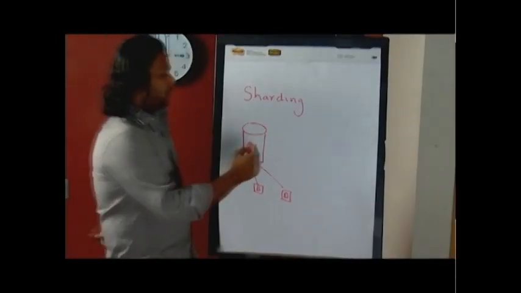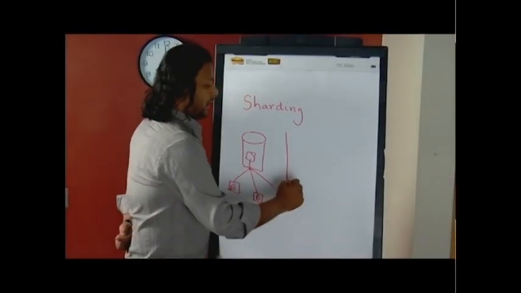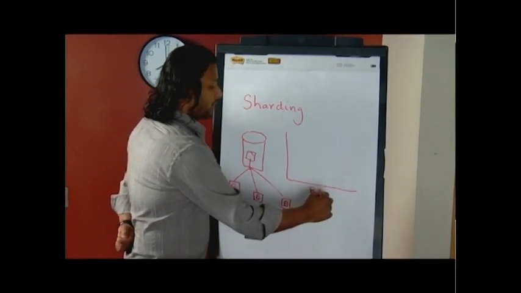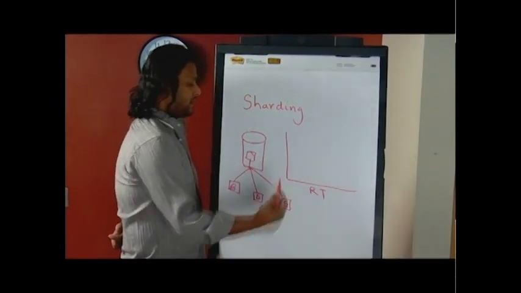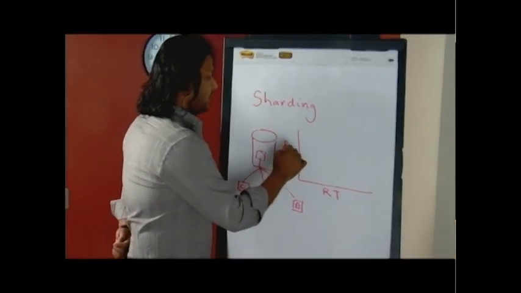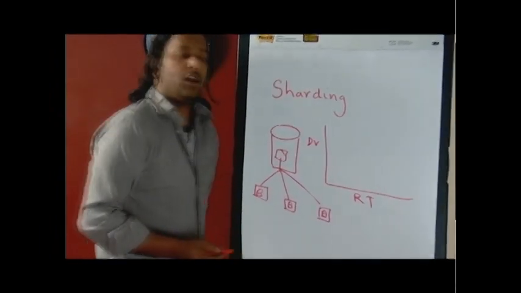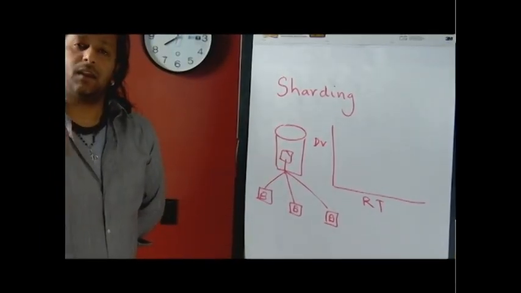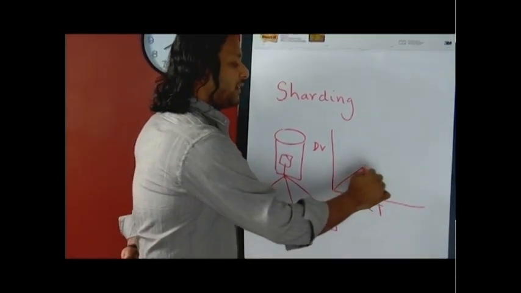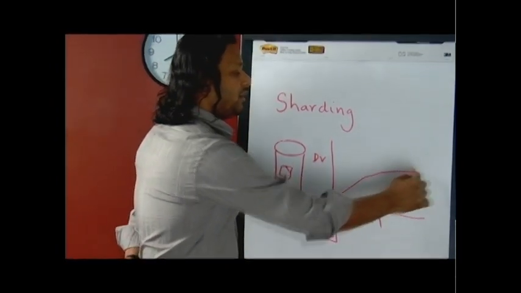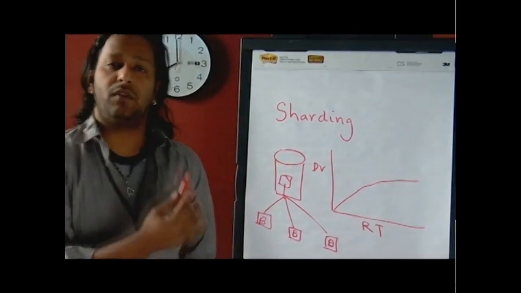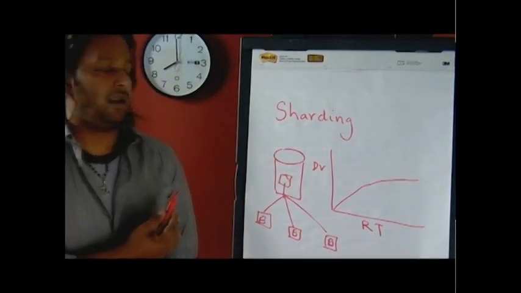Let's take another example. Traditionally, if you look at a graph where your query response time is on the x-axis and your data volume is on the y-axis, normally, as the data volume increases, your response time is going to increase. This is the nature of how data growth happens, and it is pretty much expected in the data space.